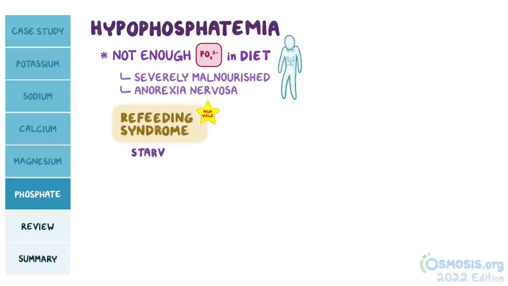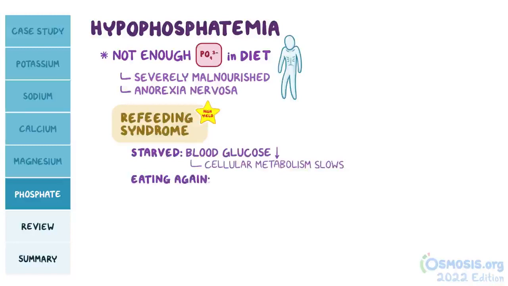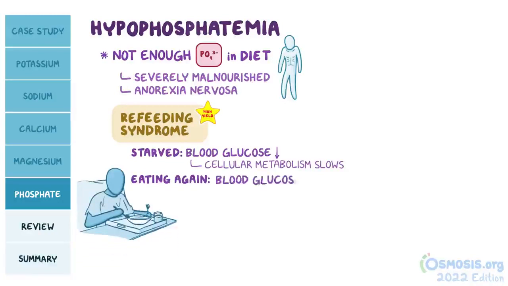When a person is starved, blood glucose levels are low, and as a result, cellular metabolism slows down considerably. When an individual in this state starts to suddenly eat healthy meals again, like in a hospital setting, they suddenly have a bunch of glucose in their blood, and insulin usually skyrockets in response to this in order to push that newfound glucose into the cells.